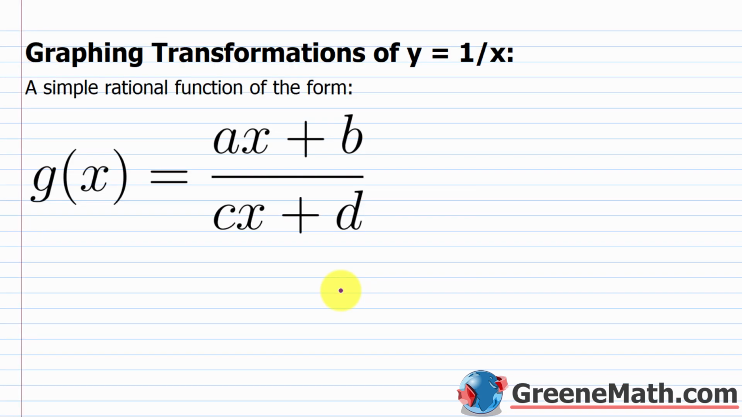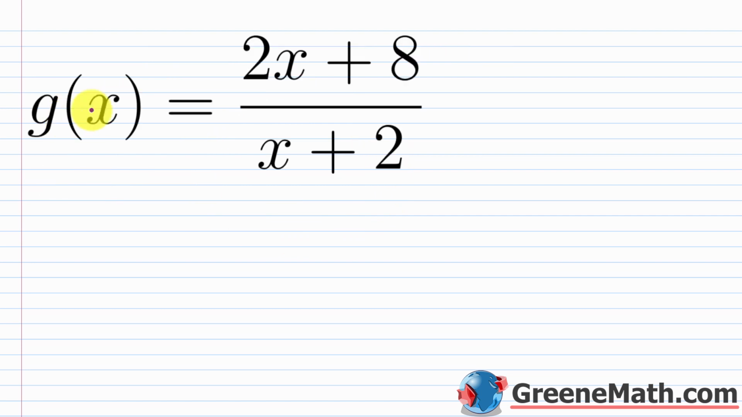All right, so at the beginning of this section, you're going to be able to use graphing transformations to graph your problems. So this is going to be graphing transformations of y equals 1 over x. You could say f of x equals 1 over x. So I have here a simple rational function of the form g of x equals ax plus b over cx plus d. If you get something that looks like this, so something like g of x equals 2x plus 8 over x plus 2, you can use graphing transformations for this. Now, it might not be obvious how you're going to do that, but essentially, if you compare this to f of x equals 1 over x, before doing anything, you might be stuck. So what do I do?